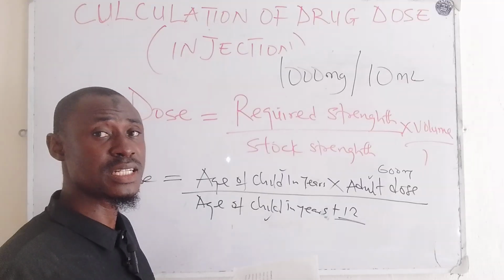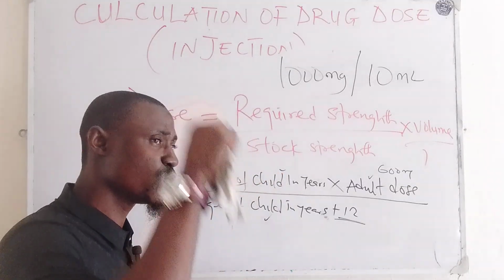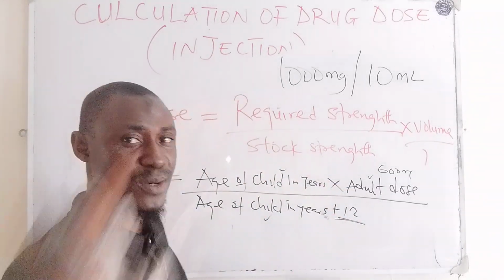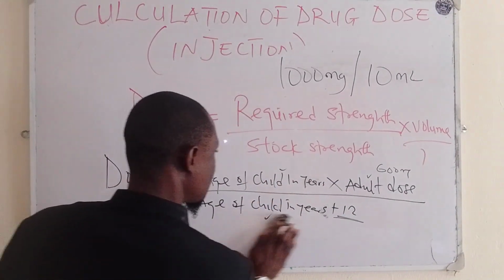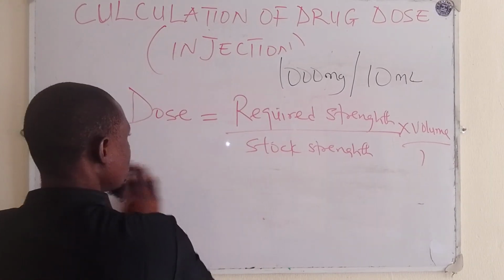Remember the question says we are going to calculate the dose in mils, but we need to get the dose in milligram before we now get the equivalent of that dose in what? In mils. So now let's apply this formula. Of course, we already have the formula.